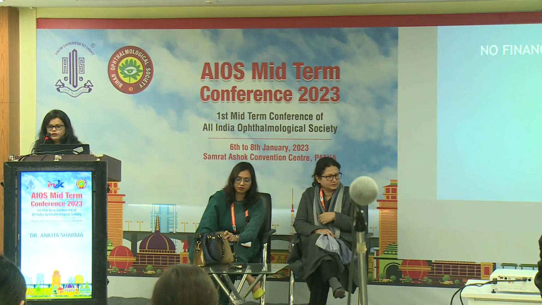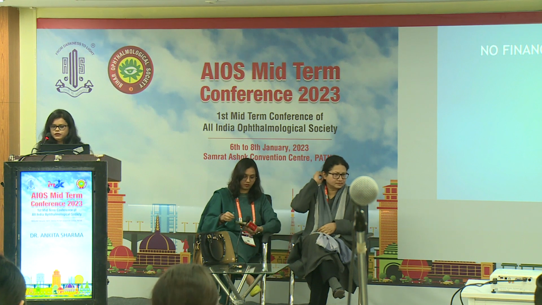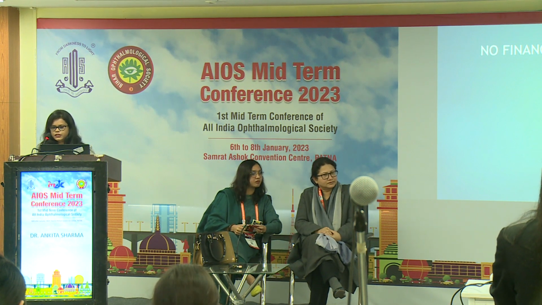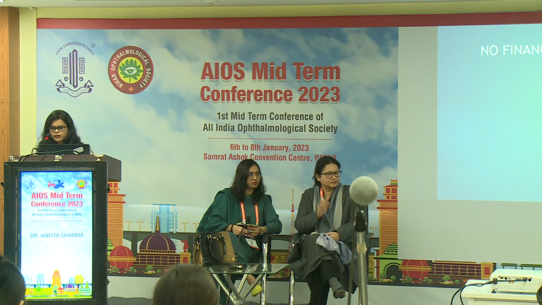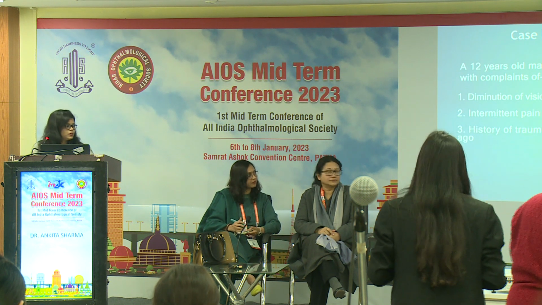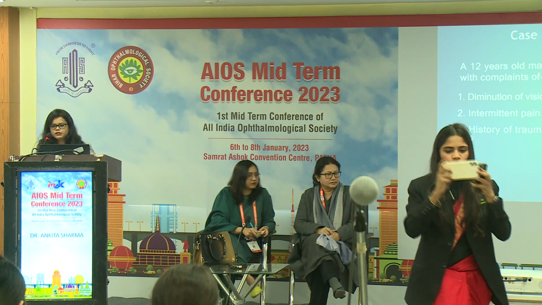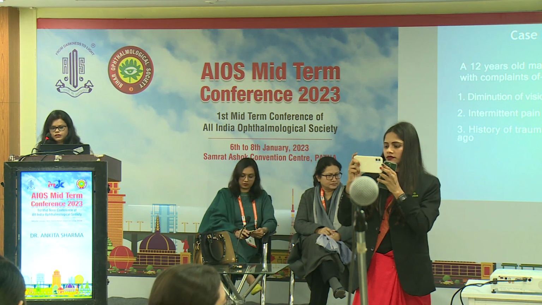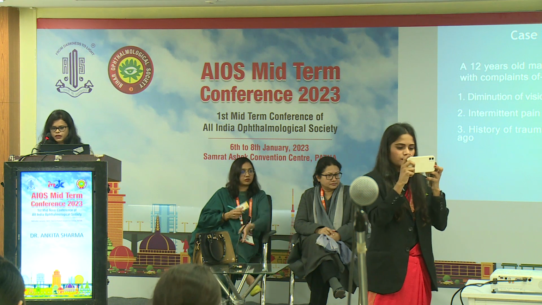A 12-year-old male patient came to the OPD with complaint of diminution of vision in his left eye for 6 months, and intermittent pain. There was a history of trauma by a cricket ball 6 months ago. The patient was apparently well 6 months ago. He developed pain and diminution of vision in his left eye after trauma by a cricket ball.